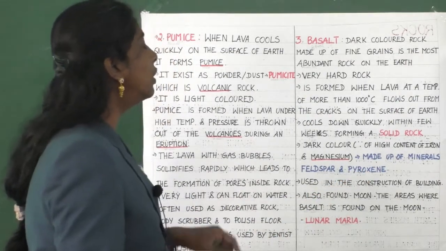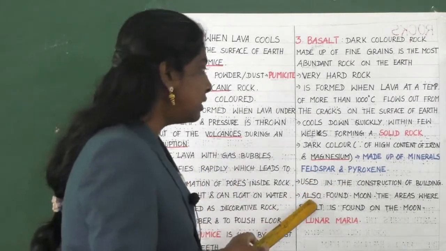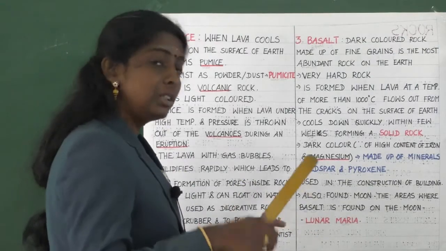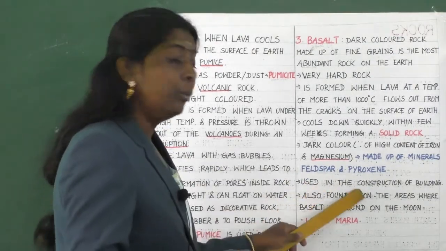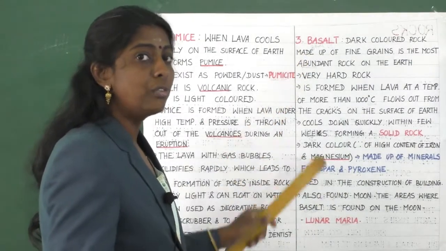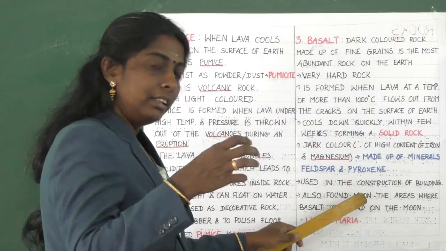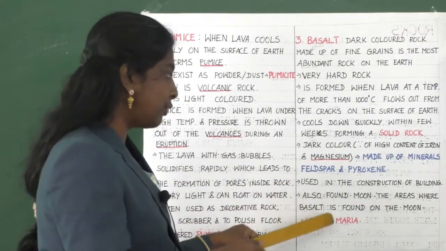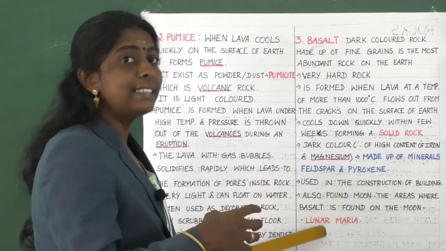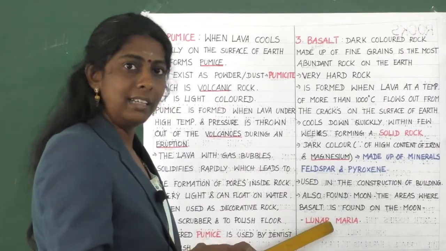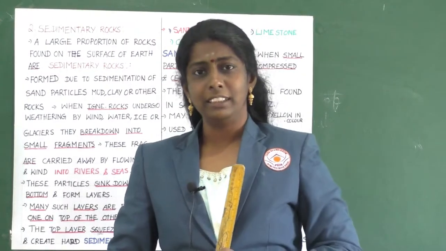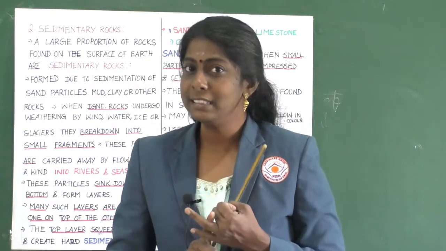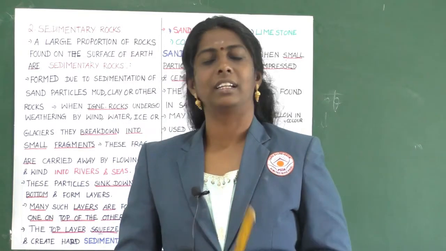This igneous rock is used in the construction of buildings. It is also found on the moon, and the area on the moon where basalt is found is said to be lunar maria. Clear? Yes, children. Till now, we have learned about different types of igneous rock. What are they? Granite, pumice and basalt.